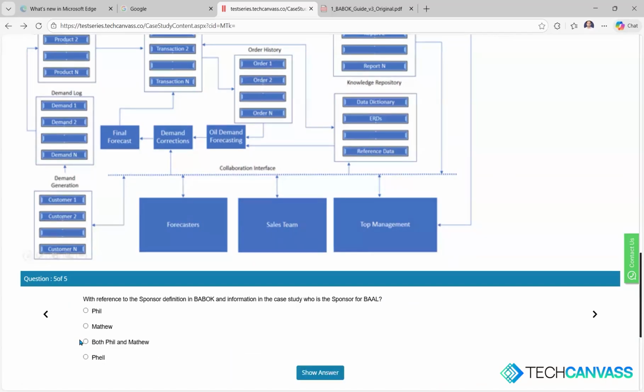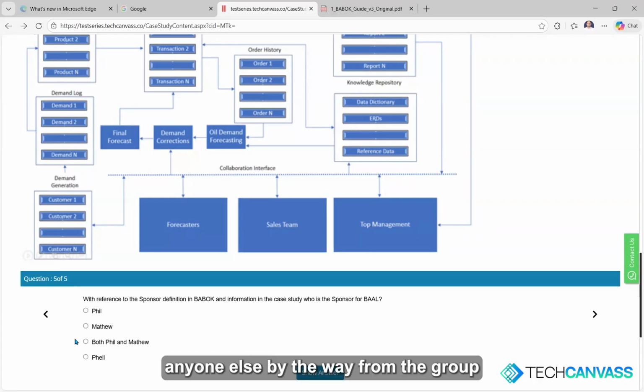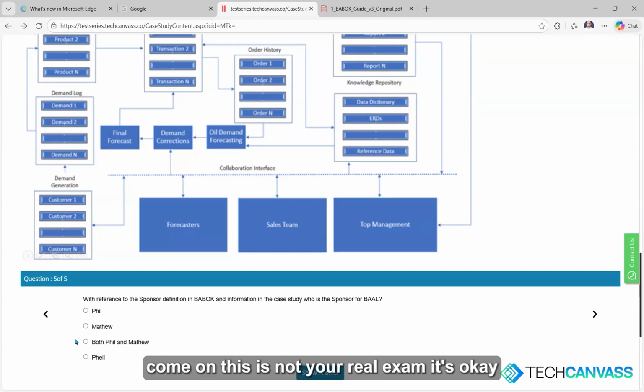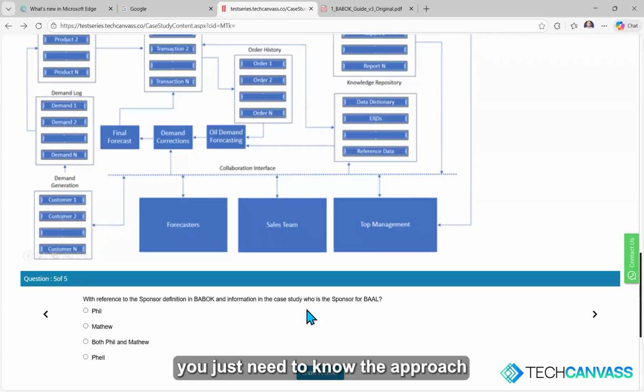Anyone else? Vikas, what do you think? Irene, Lola. I remember the names because you have talked to me. Anyone else, by the way, from the group? Come on, this is not your real exam. It's okay. You just need to know the approach. It's just a learning for you, right? You may be wrong, which is okay. And it's good to be wrong. You know why? I'll tell you that.